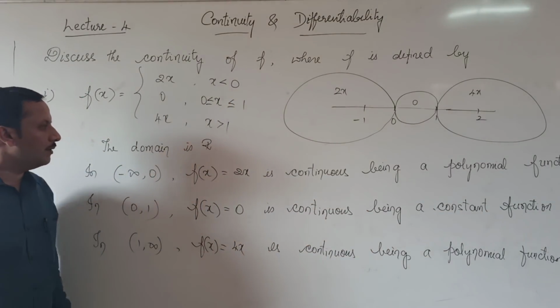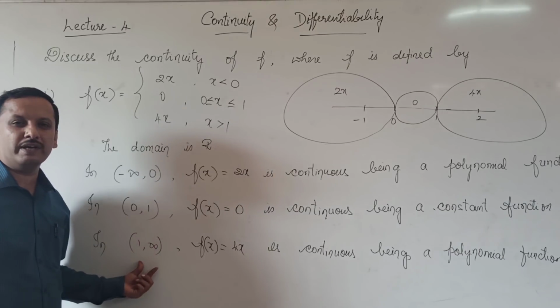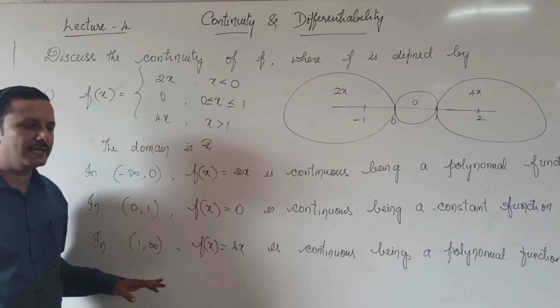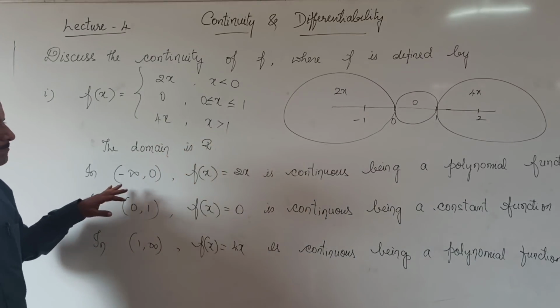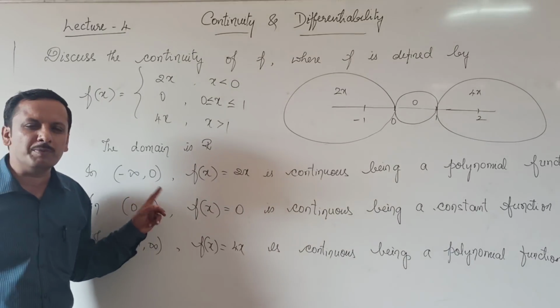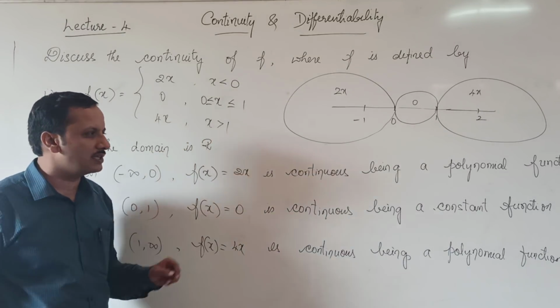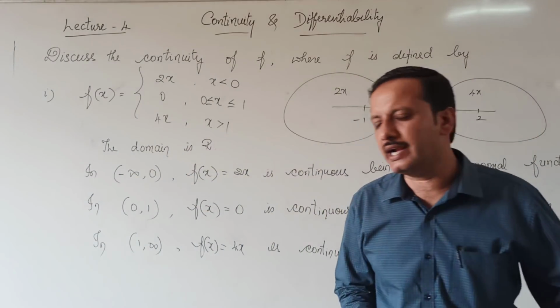Well, so we have seen minus infinity to 0, 0 to 1 and 1 to infinity. In these intervals, f of x is a continuous function. Now, what we have not considered is the 2 points 0 and 1. We shall verify the continuity of this function at 0 and at 1.